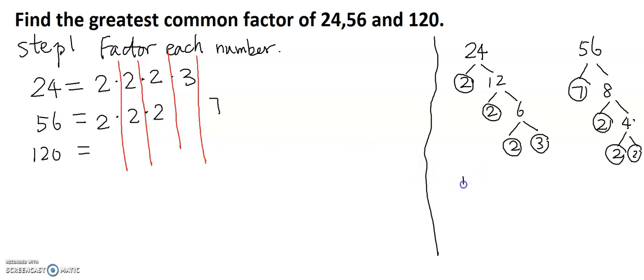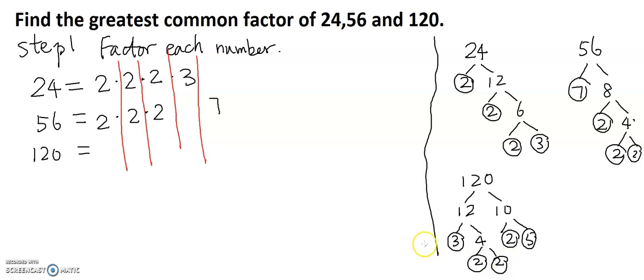Next, we're going to break down 120. 120, well, we can do 12 times 10. And 12 is 3 times 4. And 10 is 2 times 5. Now when we look at those numbers, 3, 2, 5, they're prime, but 4 is not. So we're going to continue to break down 4 as 2 times 2. And we got all the prime numbers now. So we're going to put the numbers down here.